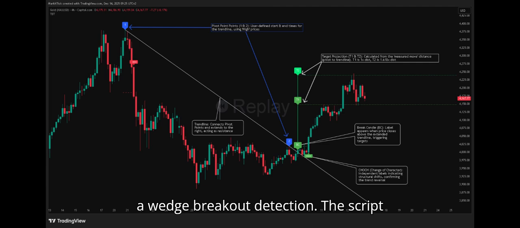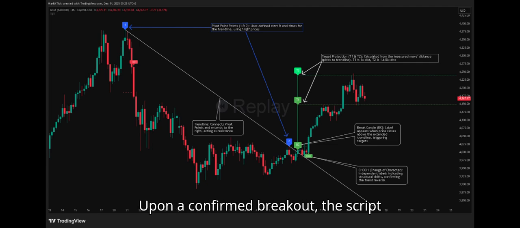Breakout detection. The script monitors the price source, high, low, or close, relative to the extended trendline. A bullish breakout, BC, occurs when the close crosses above a bearish trendline. A bearish breakout, BC, occurs when the close crosses below a bullish trendline. Dynamic target projection, the math.